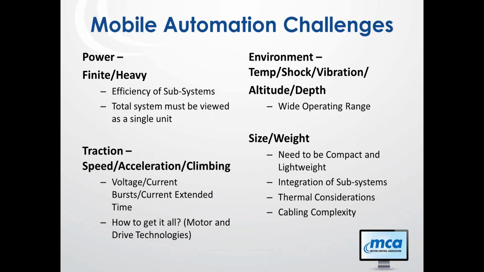The temperature, shock, the vibration that it's going to see, altitude or depth. It's a very wide operating range. And then lastly, again, we could enable this stuff with the size and weight. We want it to be compact, lightweight. How do you integrate these subsystems together to try to make them a bigger subsystem and reduce some of your wiring, some of your connectorization, and then thermal considerations. I want to put servo drives or controllers in an enclosed environment that's in a very wide operating range. How do I deal with the thermals and get rid of that heat out of there so it can operate? And then cabling complexity. How do we make that simple and robust?